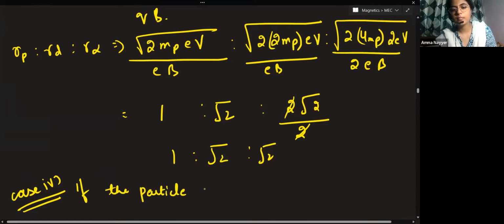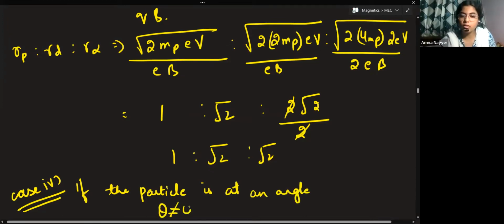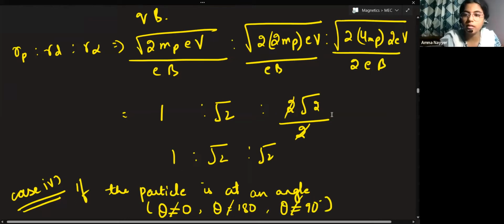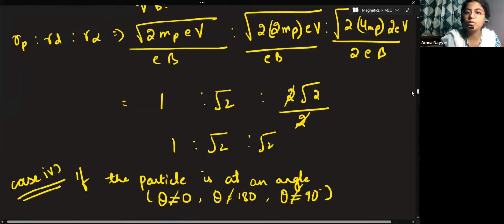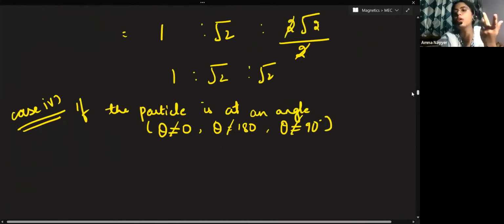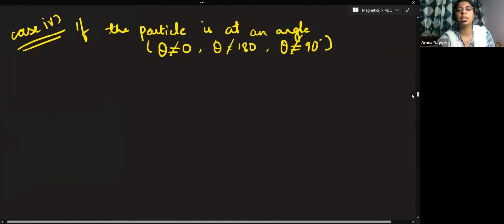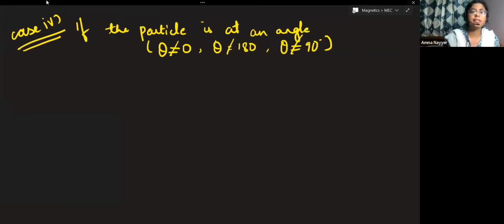is at an angle, but this time this angle is not equal to 0 degree, not equal to 180 degree, and this theta is not equal to 90 degree. All these three cases are not there. So what will basically be the path of the charged particle?